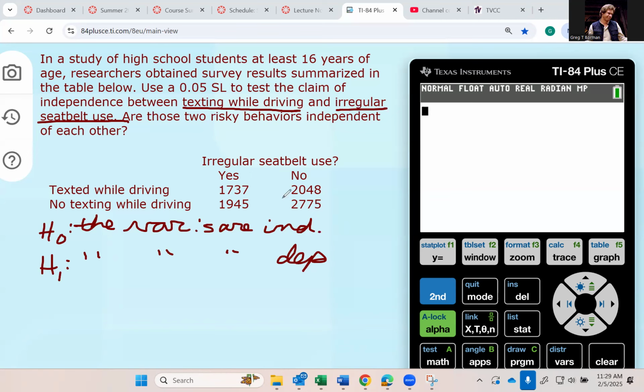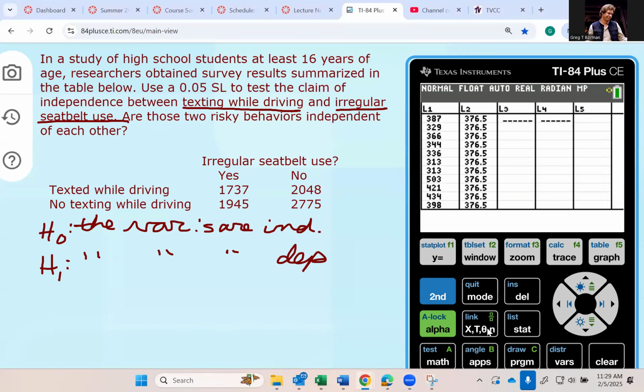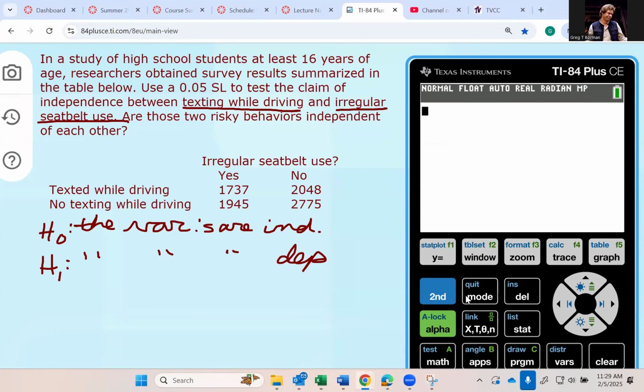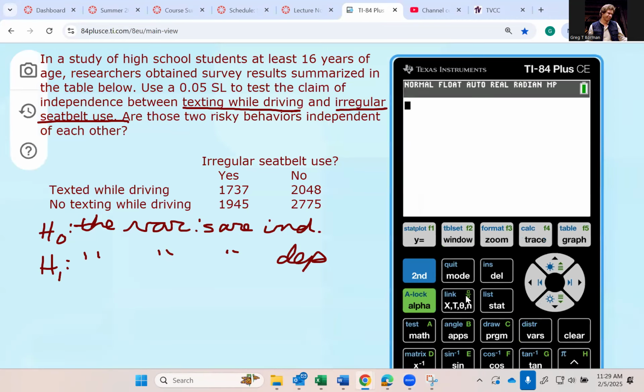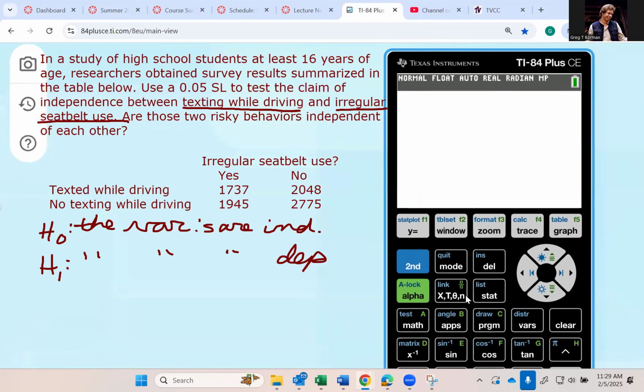Okay. So there's a couple of ways we can do this. We can use the list again, stat enter, which I'm not going to do. Instead, I'm going to show you something just a little bit different. Okay. And we're going to shrink that down just a wee bit there.